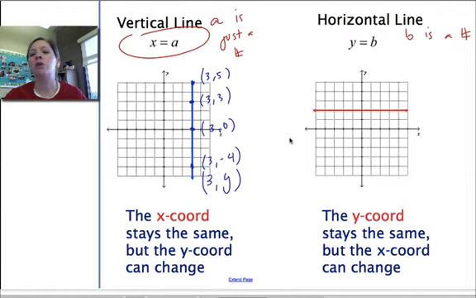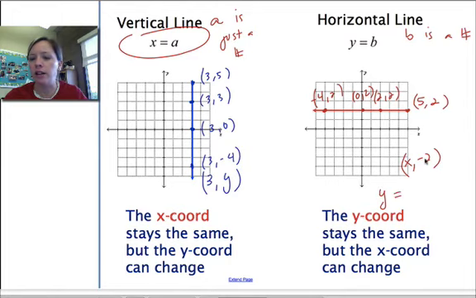If we go over here and look at this horizontal line, it's very similar, but the reverse is true. My x-coordinates are changing, but my y-coordinates are staying the same. So this is the point 5, 2. Here's the point 2, 2. Here's the point 0, 2. Here's the point negative 4, 2. You can see that the x-coordinates are changing, but the y-coordinates are all staying 2. So the equation of this line would actually be, not negative 2, what am I thinking? y equals positive 2. The equation would be y equals 2.